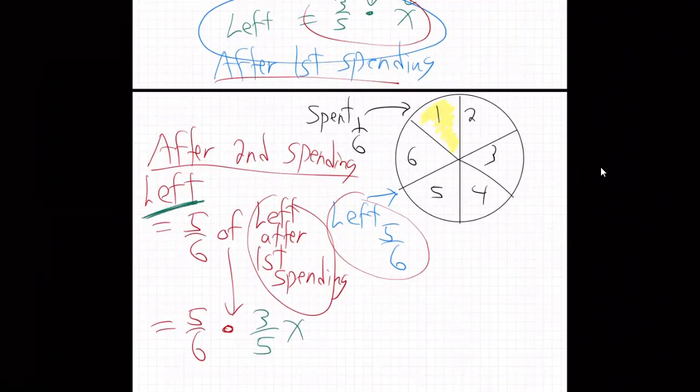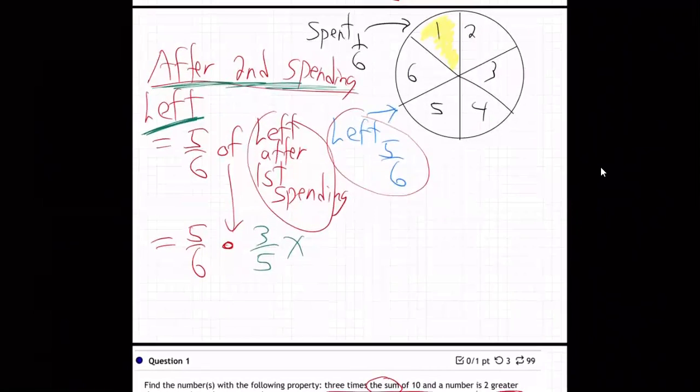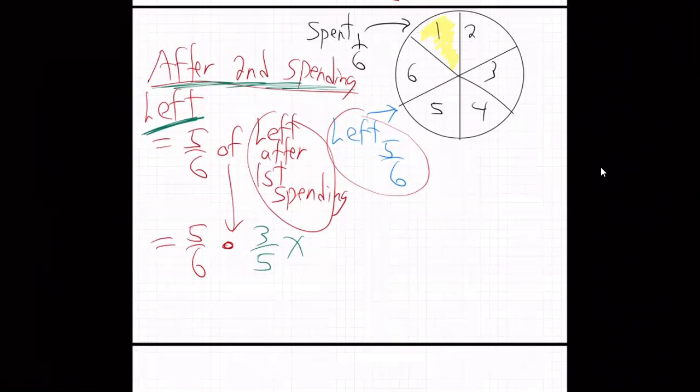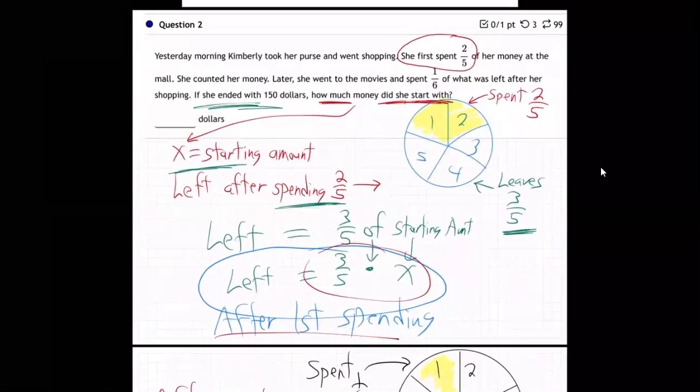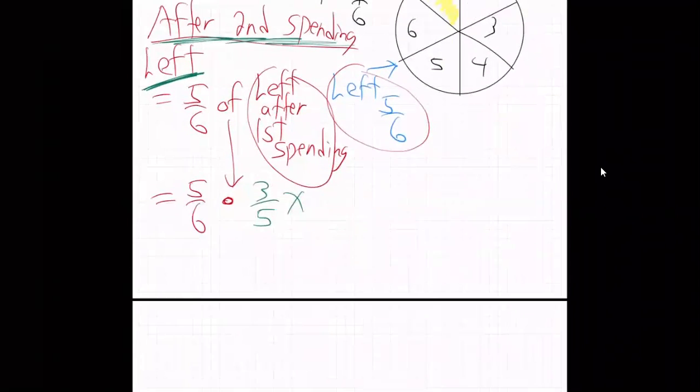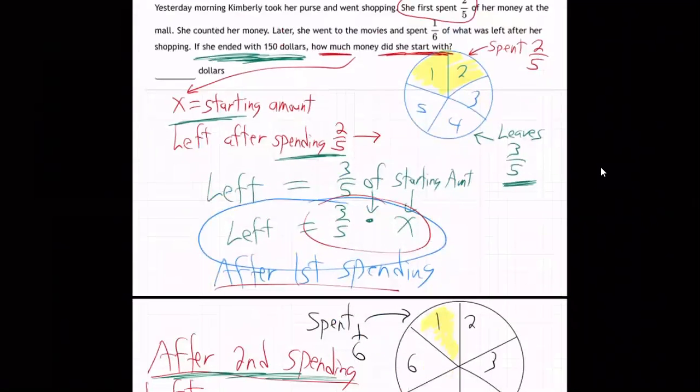So here's what is left after the second spending: 5/6 times 3/5 X. And that, they tell us, ends up to be $150. This equals $150. There's our equation. Now we just need to solve for X because X is the starting amount.